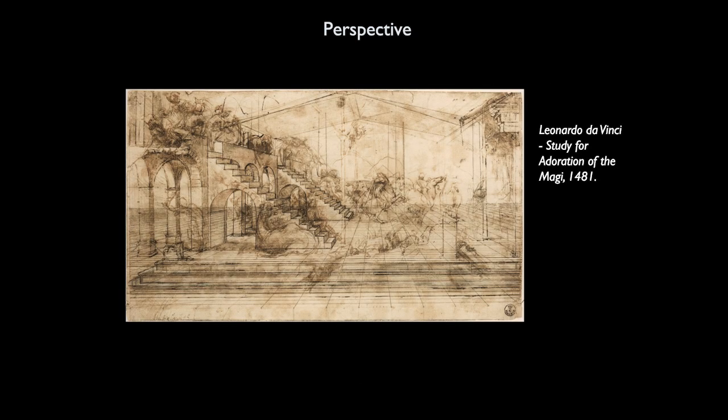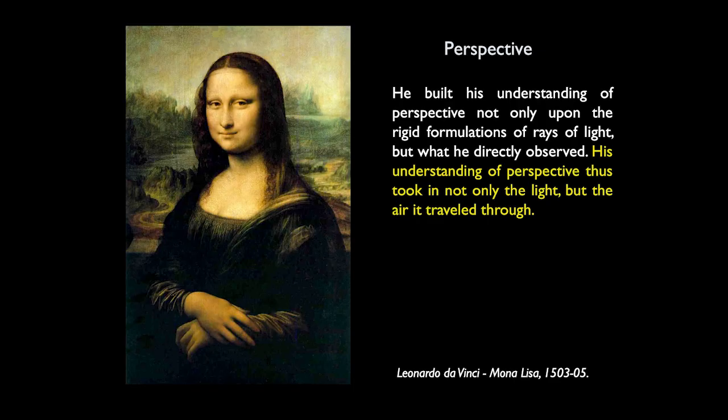And then you have Leonardo da Vinci, who distrusted Brunelleschi's formulation of perspective because it failed to take into account the appearance of objects that were held very close to the eye. So he built his understanding of perspective not only upon the rigid formulations of rays of light, but what he directly observed. His understanding of perspective thus took in not only the light, but the air it traveled through.